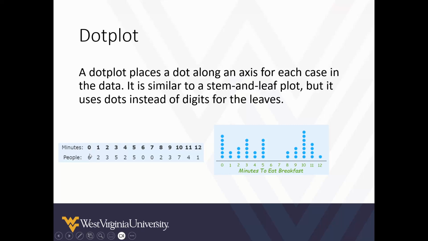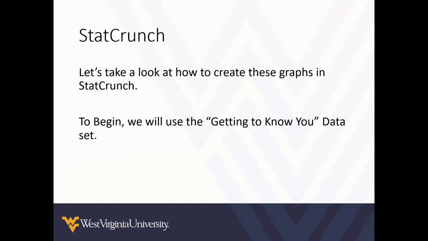So 6 people can eat in about 0 minutes. Probably means they either shovel it in one bite or don't eat breakfast at all. 2 people, 1 minute. 3 people can eat in 2 minutes, and so on. Again, in many ways, this kind of looks like a histogram where we can see the ebbs and flows of the data and gaps where people didn't exist in that situation, or people didn't eat in that amount of time.